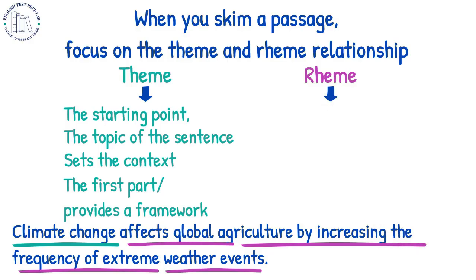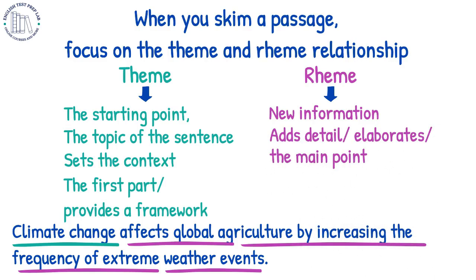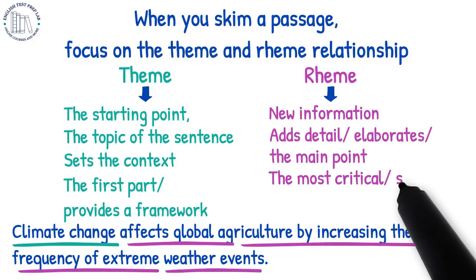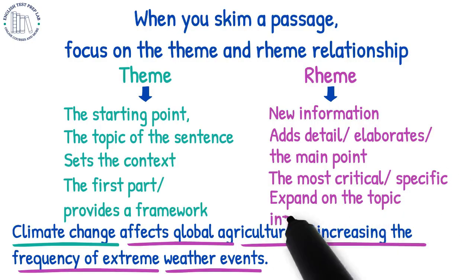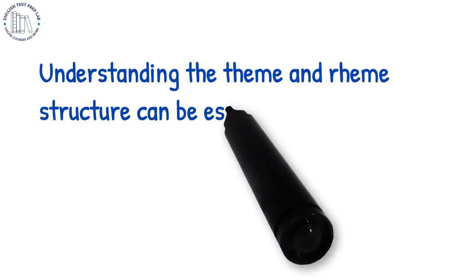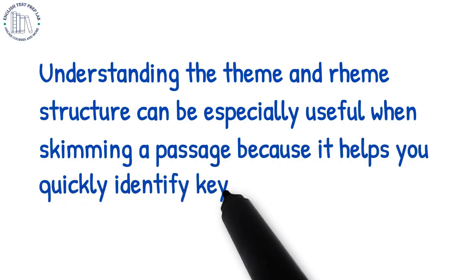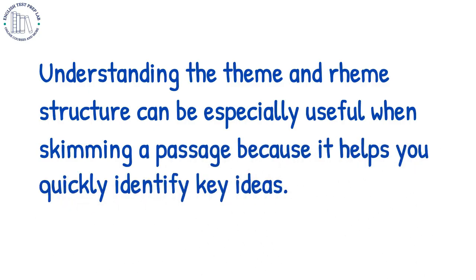The rheme is the part of the sentence that provides new information about the theme. It adds detail, elaborates, or provides the main point of a sentence. When skimming a passage, pay special attention to the second part of sentences, because this is where you will find the most critical and specific details that expand on the topic introduced in the theme. Understanding the theme and rheme structure can be especially useful when skimming a passage, because it helps you quickly identify key ideas. Let's see how it works in practice.